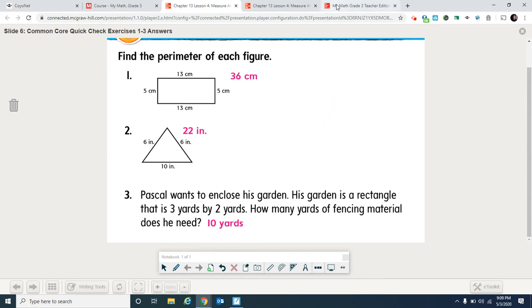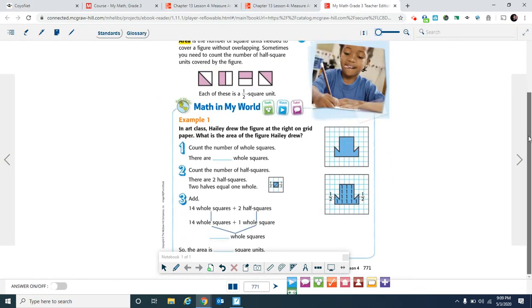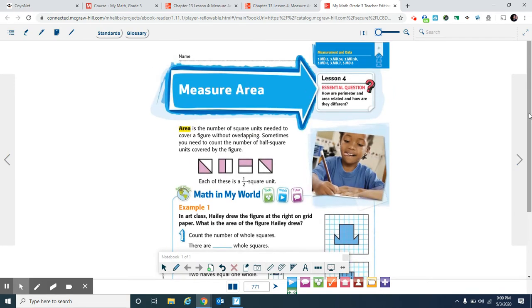Cool. Now, when you're ready, please get your book and open it to page 771. Let's go ahead and start our class, which is lesson 4. Now, by the way, what is area for you guys? What is area? Any idea about area?